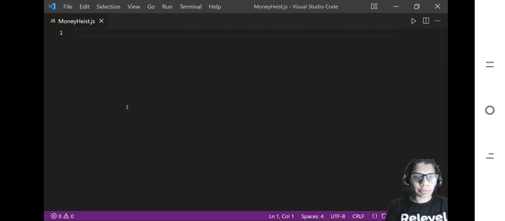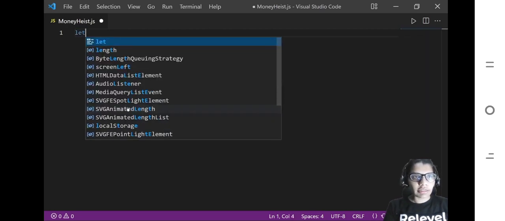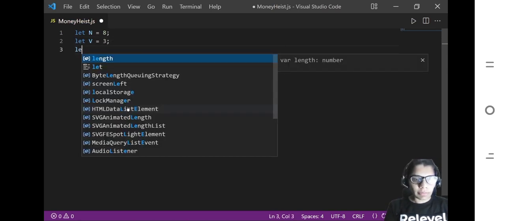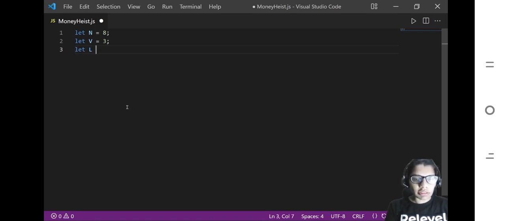Here, let's just code this particular problem. So firstly, let's say we are having the variable n, which is showing the total number of minions that we have. So in the last case, we were having 8 minions. Now next is the total number of vaults. So let's say we are having 3 vaults and number of lockers in each vault. So let's say we are having 2 lockers.